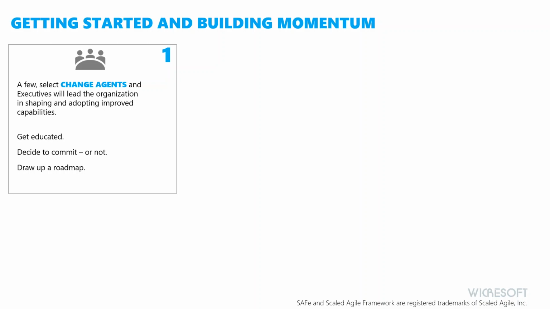I'm calling these change agents. That should ideally include executives as well. And maybe these people are already the ones talking about, hey, we need to be more nimble, be more innovative, move things through the organization quicker. We need to improve time to market. We need to reduce cost, whatever it is. And so identifying these people is important. And really, step one is about just getting educated and deciding whether you want to go this path or not.